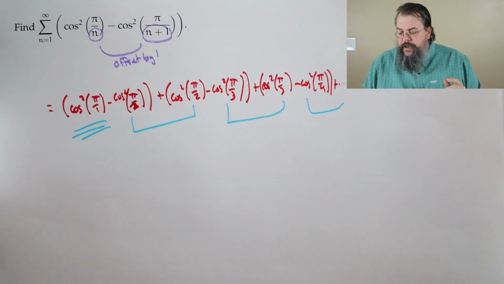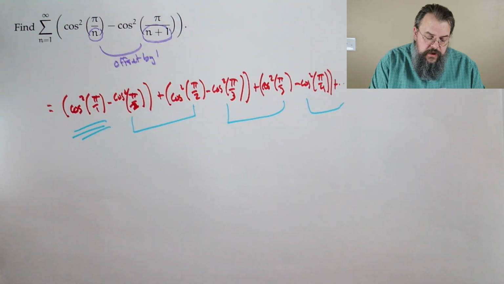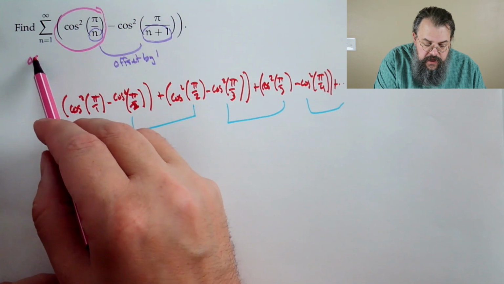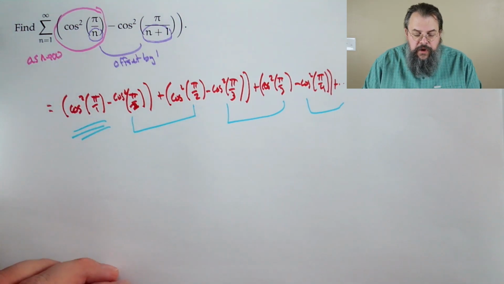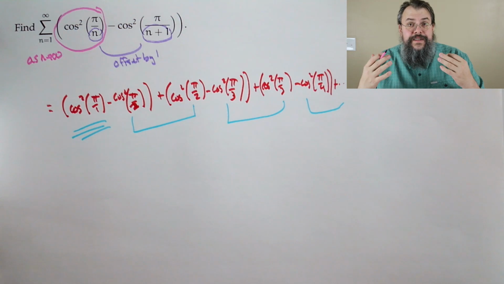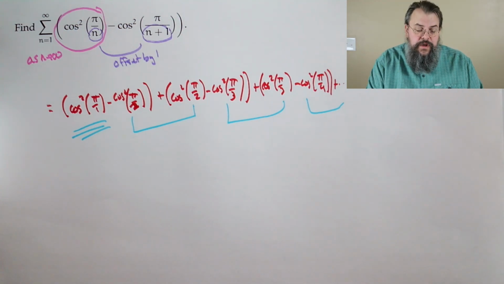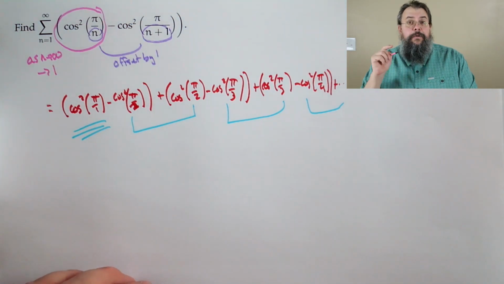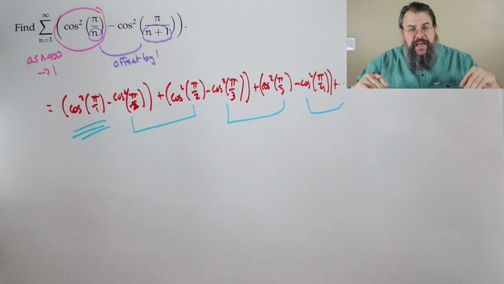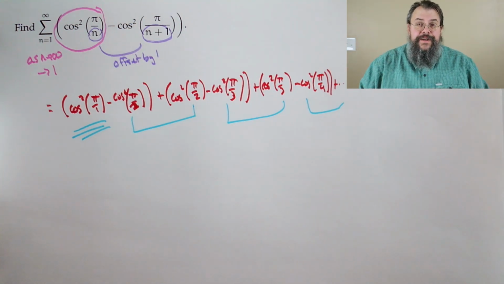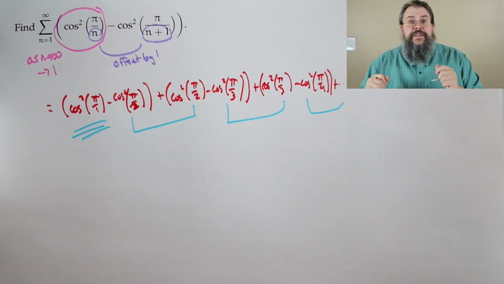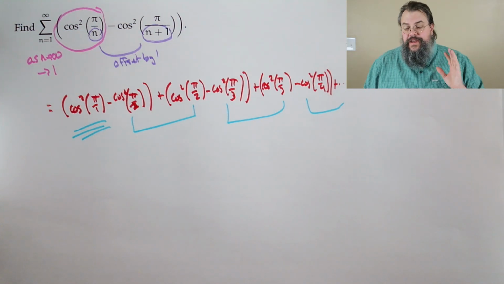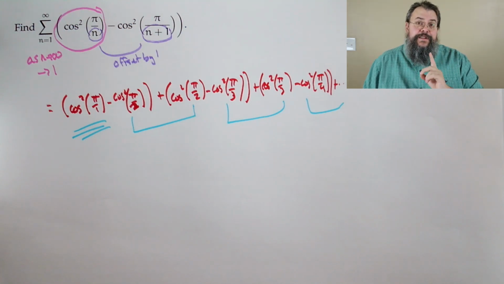Put a different way, you have to ask the question, what's happening to this piece as n goes to infinity? Well, it's going to cosine squared of 0, so it approaches 1. When it just approaches 0, that says, look, don't worry about the end, and life is good, and you're done. When it approaches a different number, it says, oops, pay attention to the end as well. So, because it's approaching 1, let's be careful.